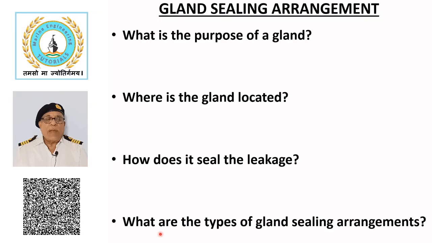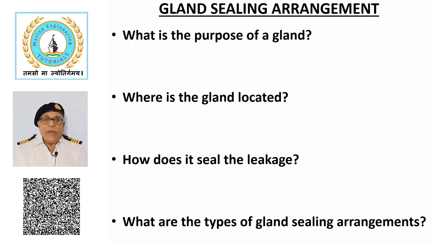What are the types of gland sealing arrangements? Two arrangements are available which are used depending on operating condition and type of liquid being handled. For valves and reciprocating pumps, gland packing is generally the only option. Gland packing does not provide complete sealing but usually works with slight seepage.